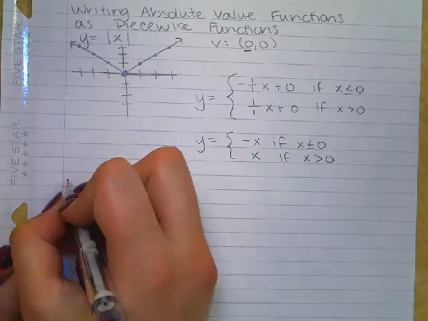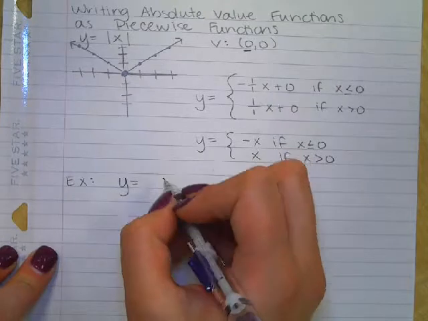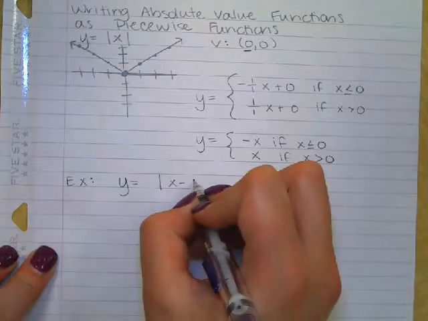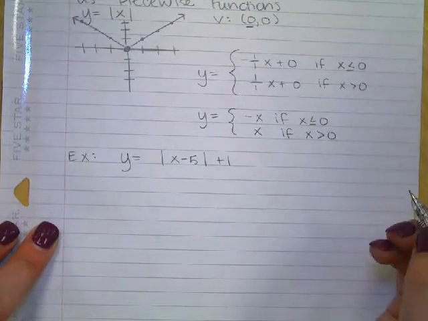Okay, so we're going to go through some examples. We're going to take y equals the absolute value of x minus 5, plus 1, and we're going to go ahead and write it as a piecewise function.